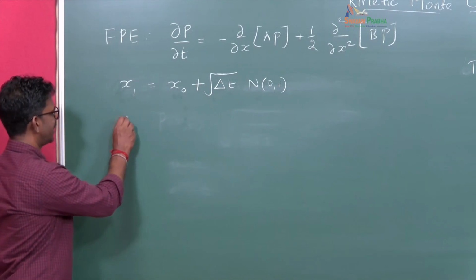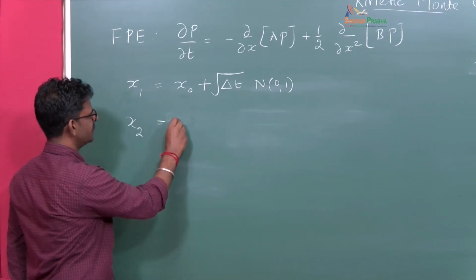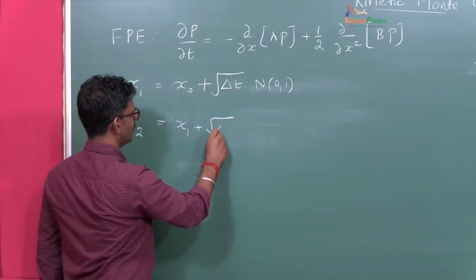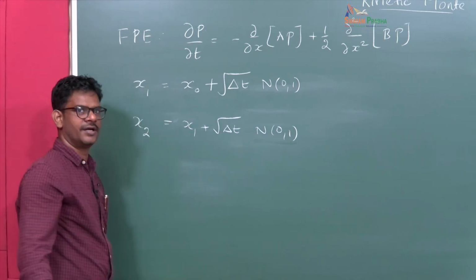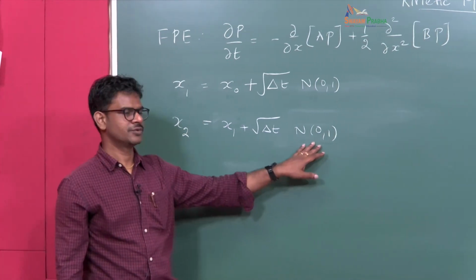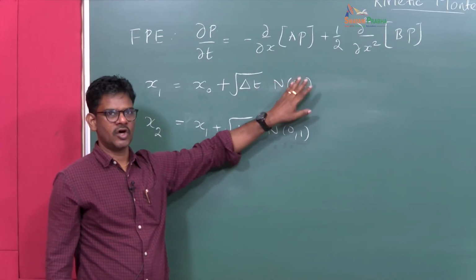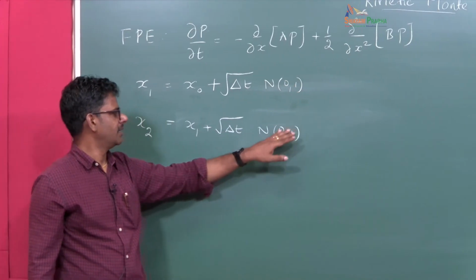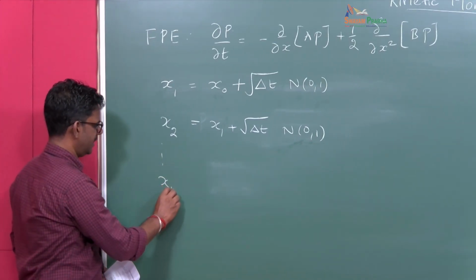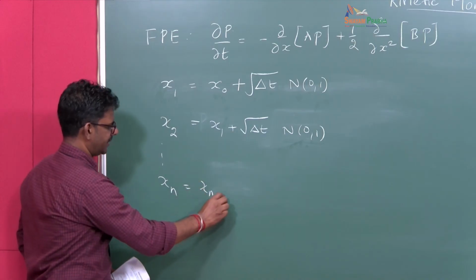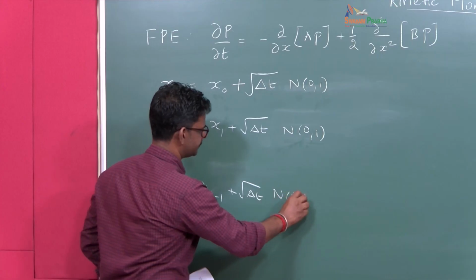Now, when you want to go to the next time point, 2 delta t, that will be the previous position x1 plus square root of delta t and then N of 0 comma 1. So, this can be another different random variate. At every time step we will generate a normally distributed random number, and that is used to update the particle positions. So, similarly you can go to xn minus 1 plus square root of delta t N of 0 comma 1.